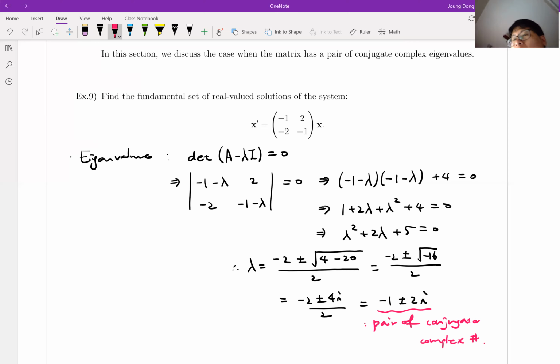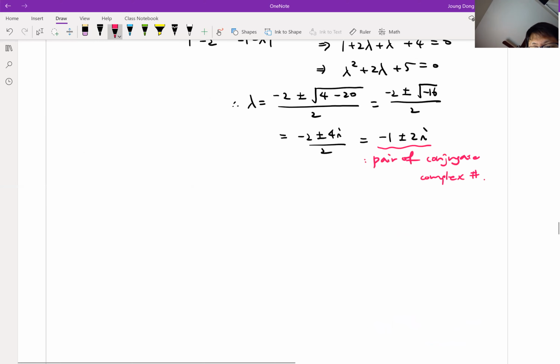In the previous problem, you had two different real values, and we had to find the corresponding eigenvectors for each eigenvalue. But for this case, you don't have to do both of them. Just one of them is fine, because if you do the other one, you will get the same pair of fundamental solutions. So let me take only one of them.